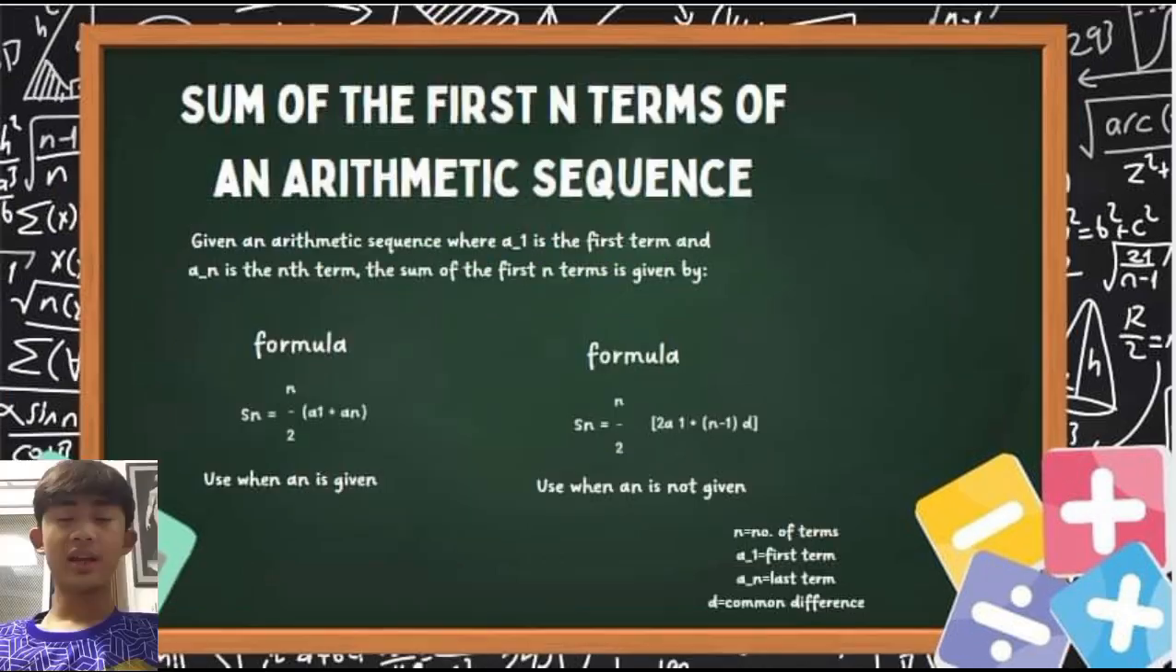Yun lang po. Sum of the first n terms of an arithmetic sequence. Given an arithmetic sequence where a sub 1 is the first term and a sub n is the nth term, the sum of the first n terms is given by, so we have two different formulas. First formula is S sub n is n over 2 times a sub 1 plus a sub n. So we use this formula when our a sub n is given. Our second formula is S sub n is n over 2 times 2 a sub 1 plus parenthesis n minus 1 d. So we use this formula when our a sub n is not given.